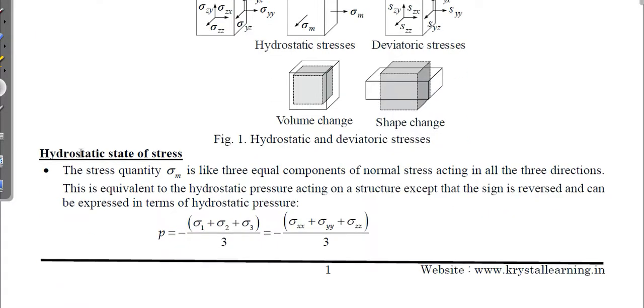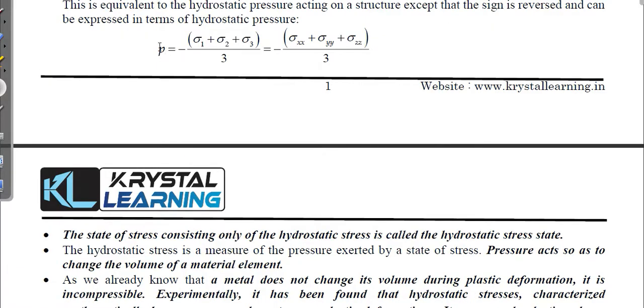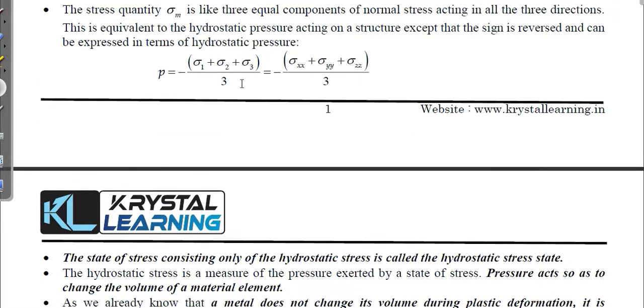Let's read some conditions about hydrostatic stress. Sigma m is like three equal components of normal stress acting in all three directions, okay? So the pressure P is equal to sigma m, which equals (sigma x plus sigma y plus sigma z) divided by 3. These will also be known as principal stresses because no shear stresses are there. That's why sigma 1, sigma 2, sigma 3 are denoted.